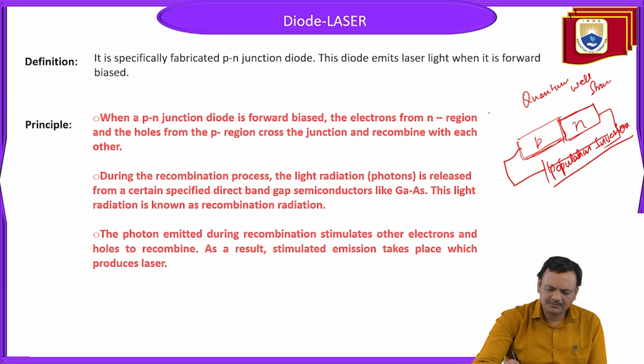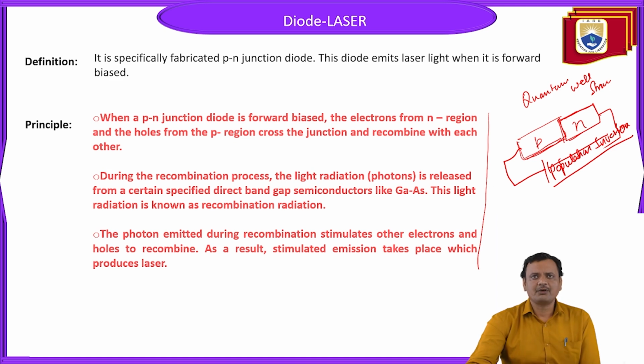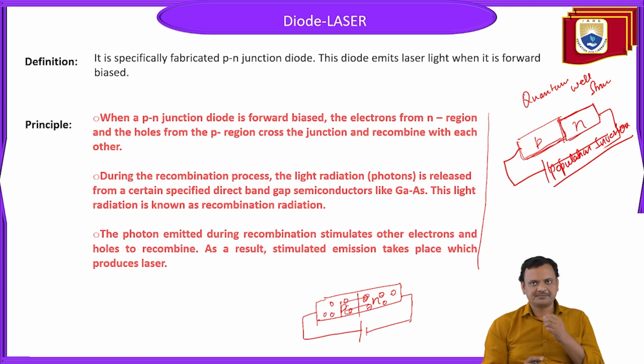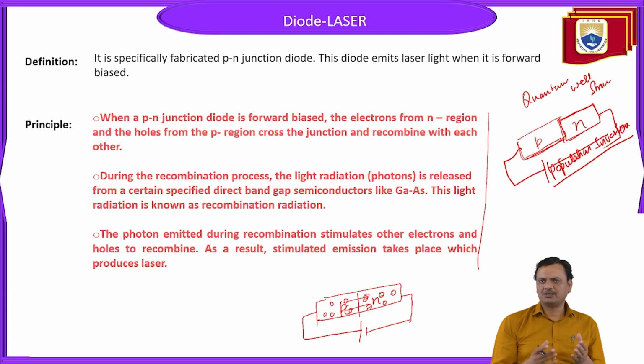Okay. Now what is the principle? I already discussed, let's see again. When a PN junction diode is forward biased, the electrons from the N region and holes from the P region cross the junction and recombine with each other. P region, N region, now forward biasing. Holes from the P region and electrons from the N region recombine due to this biasing effect, and with this recombination process some energy will be released, and that energy will initiate the lasing action, the stimulated emission process. So that is written here.